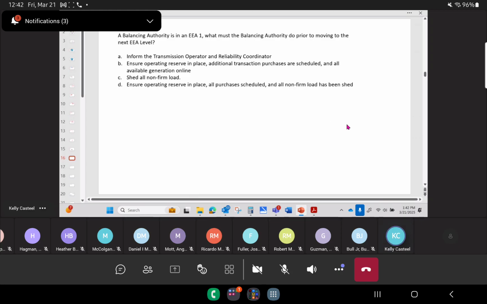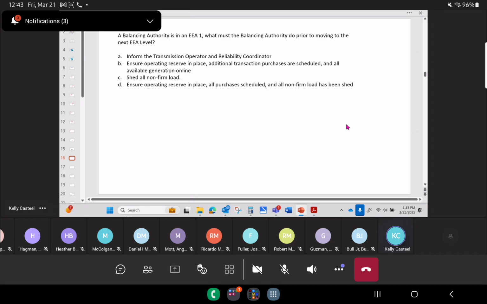All right. Look at this one. Another one that's not worded well. The question itself is worded okay, but the answer options are not that great. So balancing authorities in EEA level 1, which means they're concerned about maintaining their contingency reserves. What must the balancing authority do prior to moving to the next EEA level?